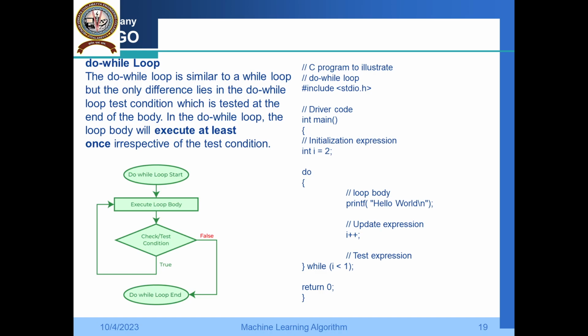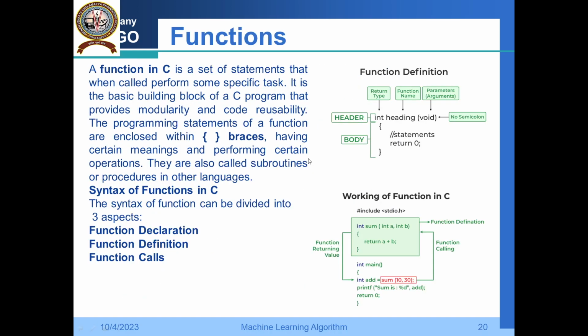Okay. So, here you see the diagram: do while loop starts, it is executed at least one time, then you check the condition. If it is true, then it will execute. If it is false, it ends. See here: integer i is equal to 2, do, print hello world, update i plus plus, test expression while i less than 1. By that time, at least one time it will be executed and hello world will be printed. Then return 0. So, you got it now. So, this is the do while loop.